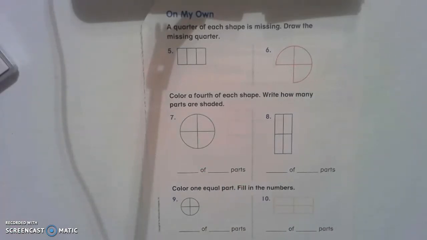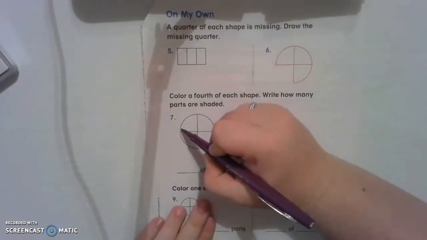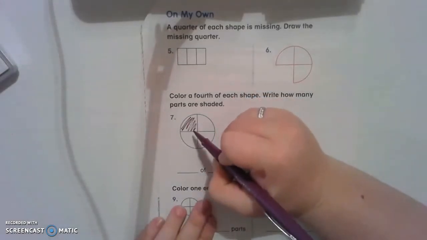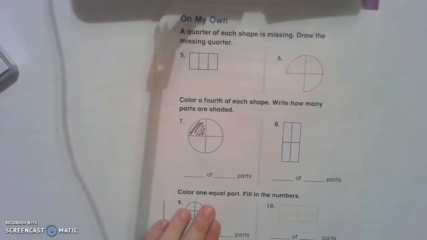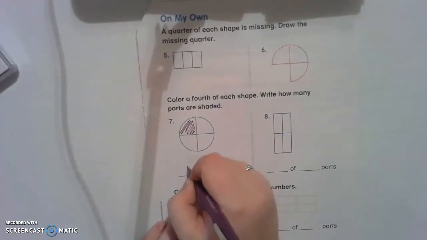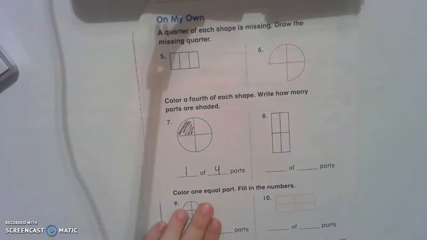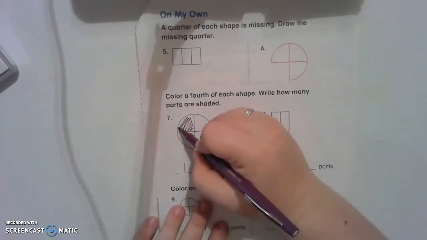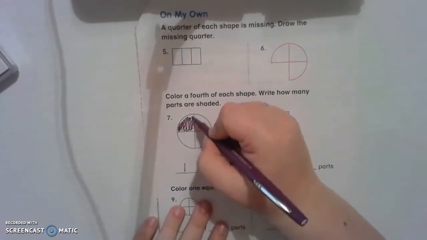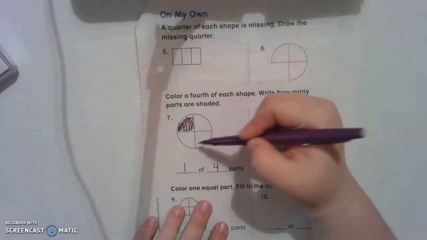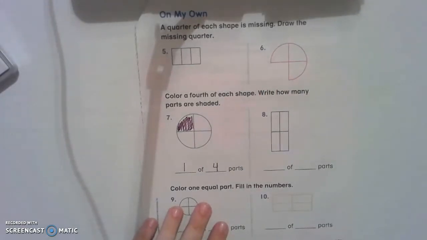Okay, so they want us to color a fourth of each shape and write how many parts are shaded. So they just want us to cover 1/4. So I'm just going to color one of my parts. And I have 1 of 4 parts colored. So I have 1 of 4 parts because I only have 1 of them, but there's 4 all together.